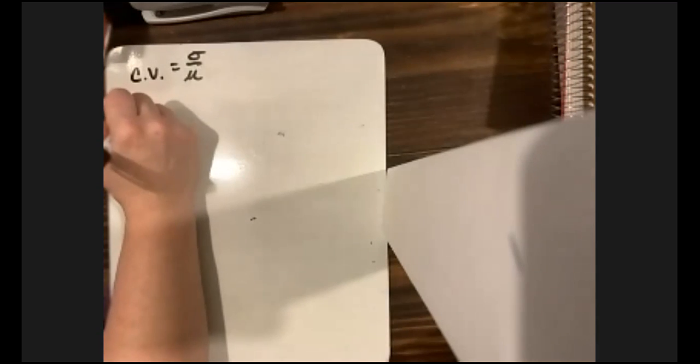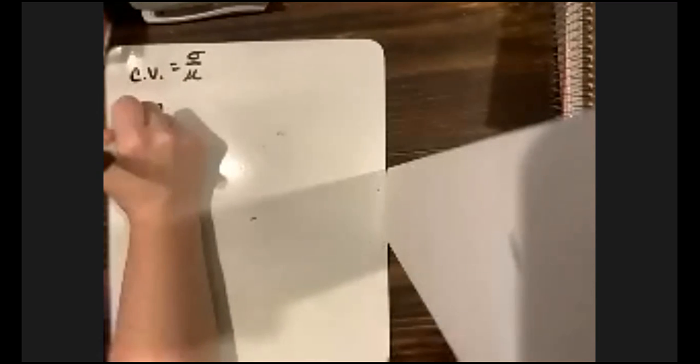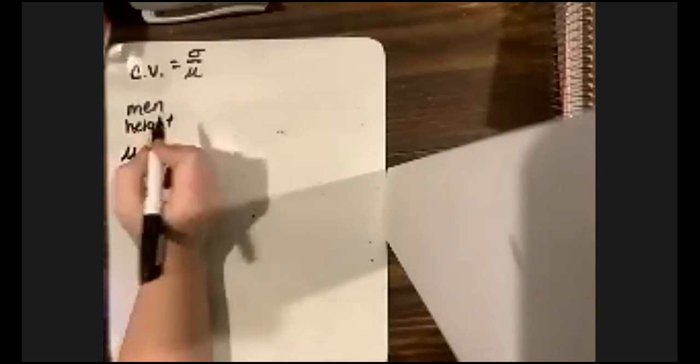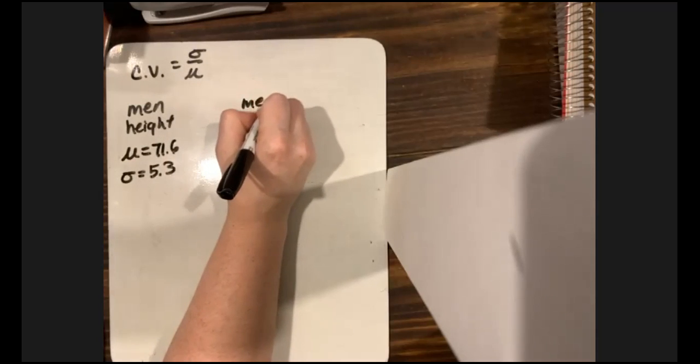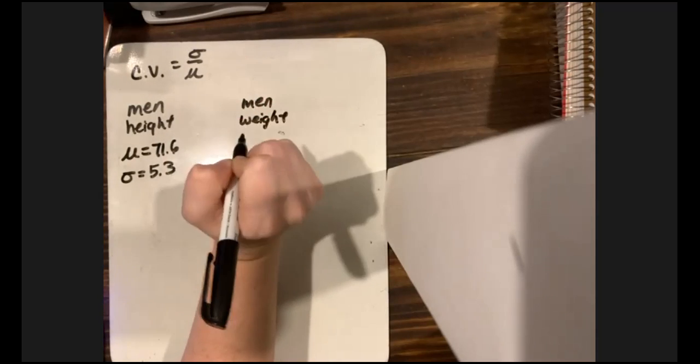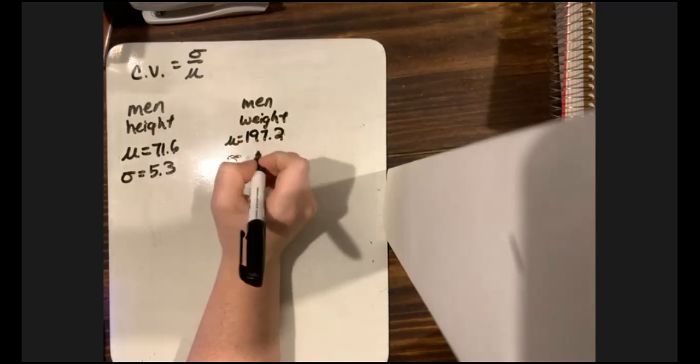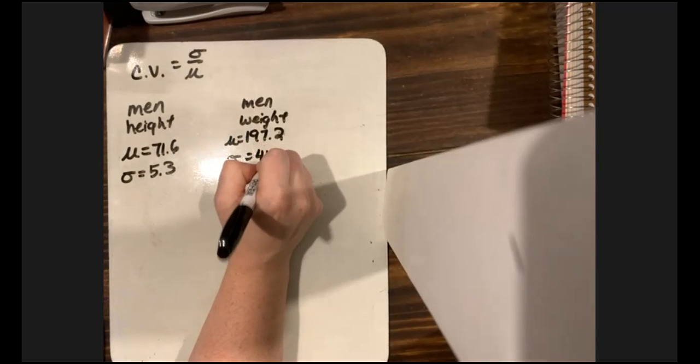Okay, so we're going to take a look at number 10. We've got a National Public Health Agency that states that the mean height for adult men is 71.6 inches. So we're going to get men here, and we have their height. The average, which is mu, is 71.6. The standard deviation is 5.3. For weight, we have 197.2 with a standard deviation of 41.8.